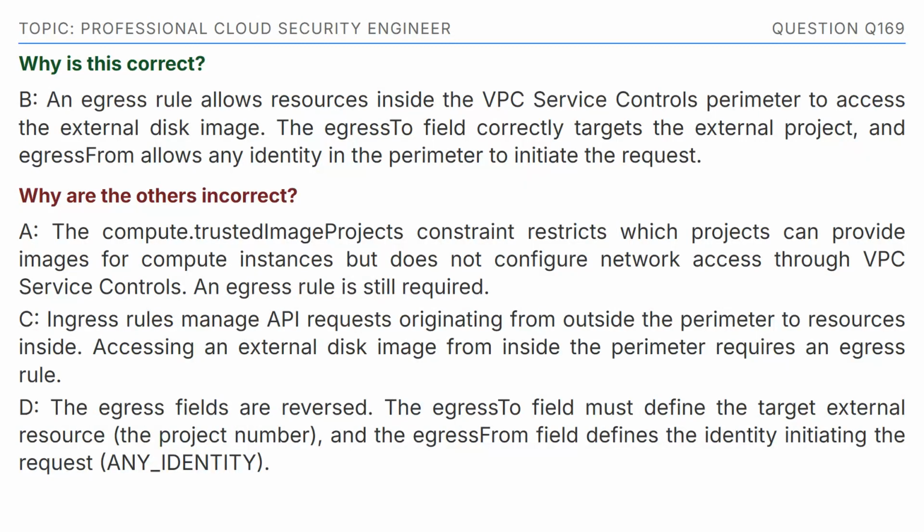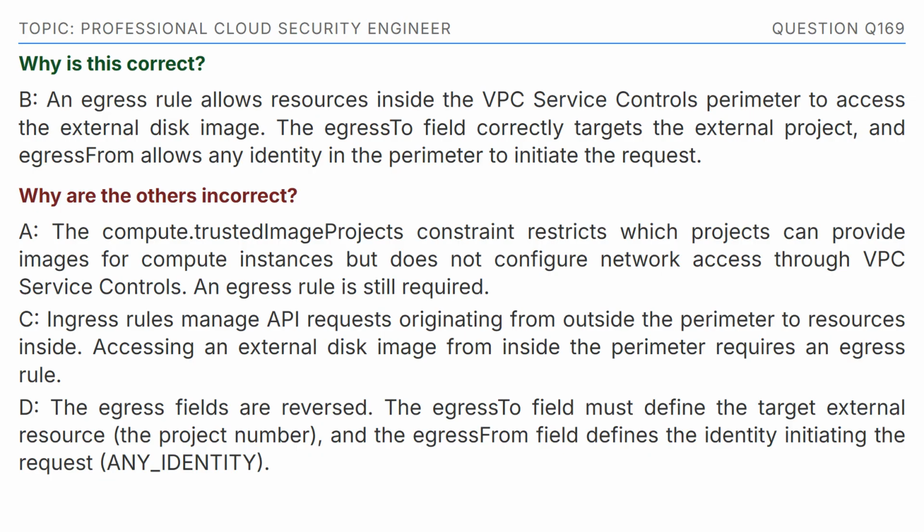Why is this correct? B. An egress rule allows resources inside the VPC Service Controls perimeter to access the external disk image. The egress to field correctly targets the external project, and egress from allows any identity in the perimeter to initiate the request. Why are the others incorrect?